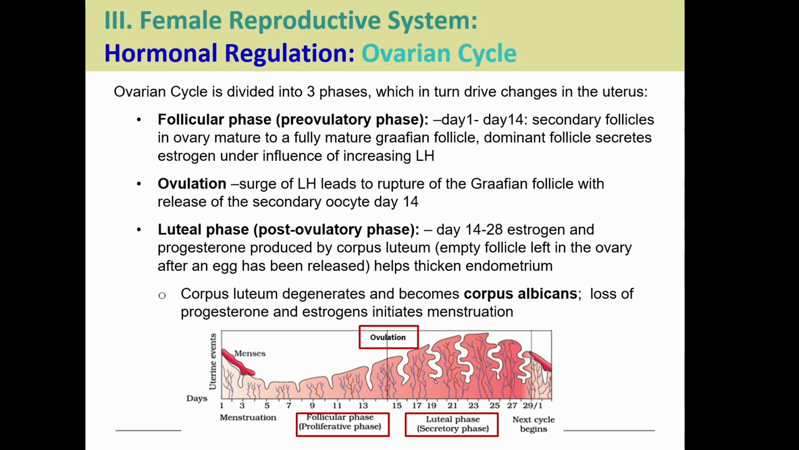The luteal phase, or the post-ovulatory phase, this is what's happening in the second half, weeks 3 and 4, where estrogen and progesterone are being produced by the empty corpus luteum, which is going to help thicken the endometrium. The corpus luteum will then break down and become the corpus albicans, and so because it's broken down and it's not functioning anymore, we see a drop in progesterone and estrogens. And when progesterone and estrogens drop, we see menstruation occur. And then we go right back to the start, right back to the follicular phase, and we do this all over again every single month.